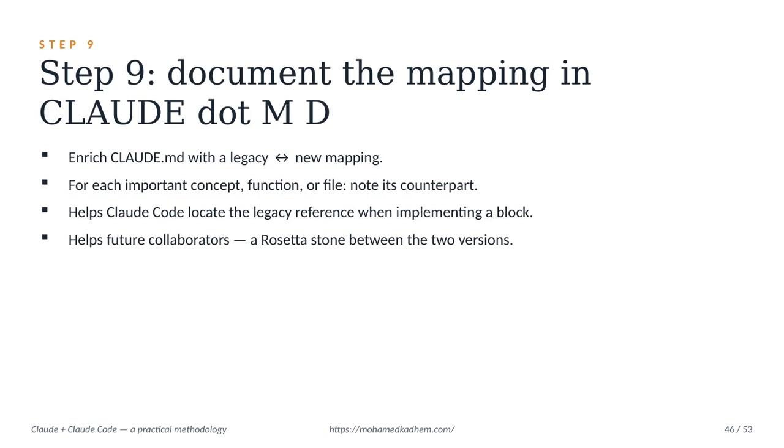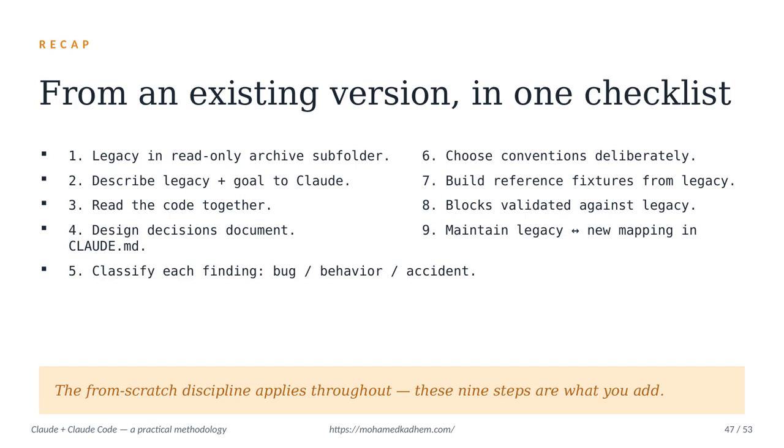Stale mappings are worse than no mapping. To recap the port method: 1. Place the legacy in a read-only archive subfolder. 2. Describe the legacy and the goal to Claude. 3. Read the code together before deciding anything. 4. Produce a design decisions document. 5. Classify each finding as bug, behavior, or accident.